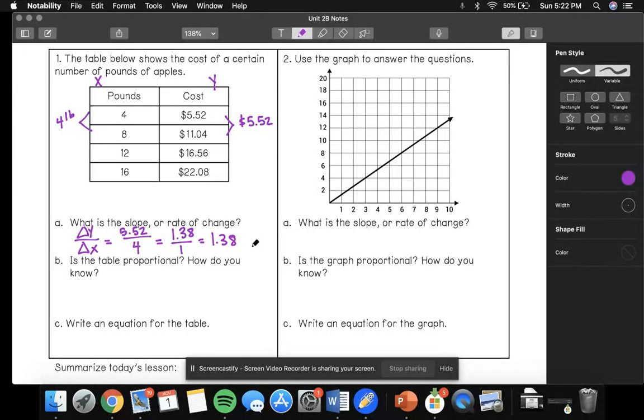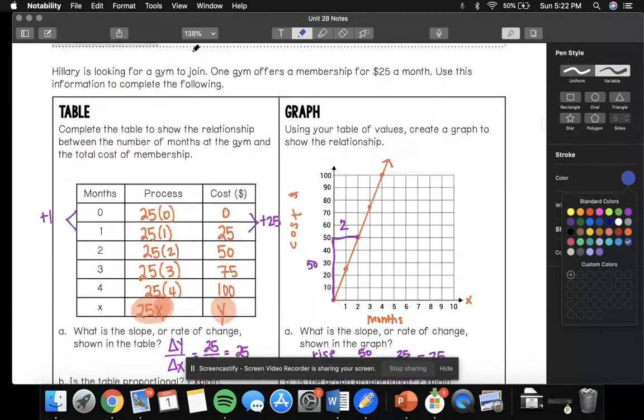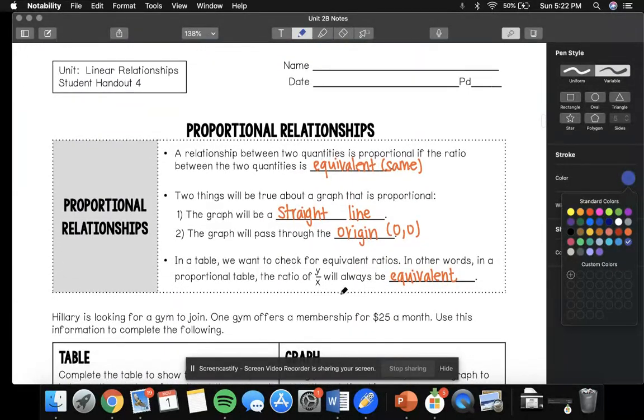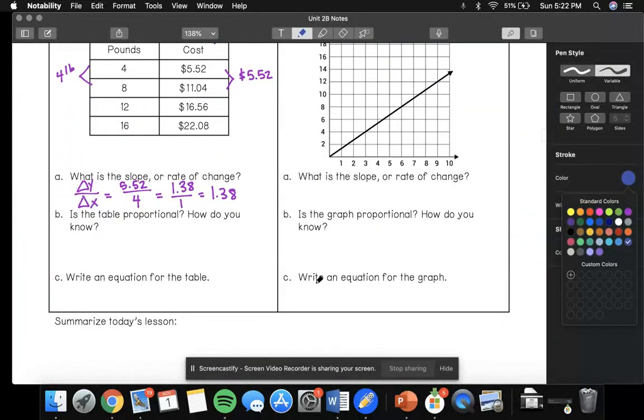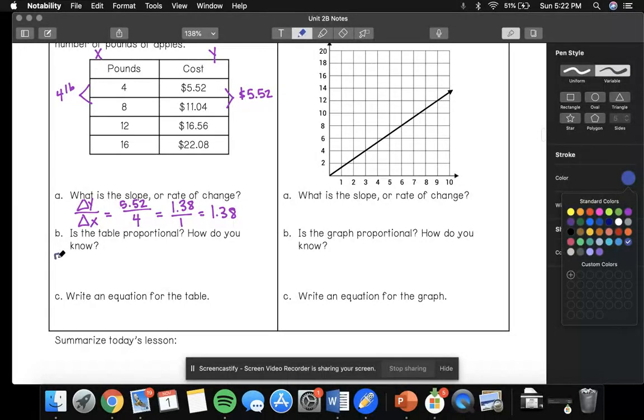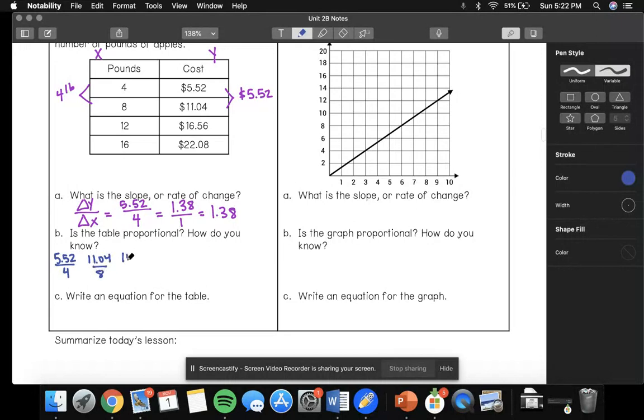Okay. So now it says, is the table proportional? How do we know? So to check if something is proportional, we need to compare. Okay, again, it's on the front page. If something is proportional, the ratio y to x in a table will be equivalent. So I am going to set up some ratios. I'm going to set up 552 to 4, 1104 to 8, 1656 to 12, and 2208 to 16. Okay, and if they are proportional, they should all be equivalent.